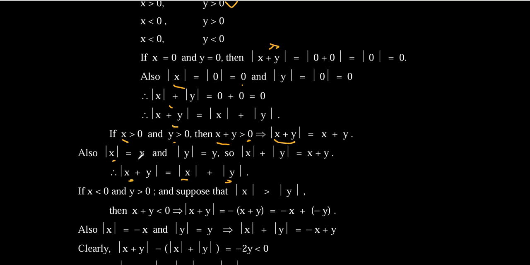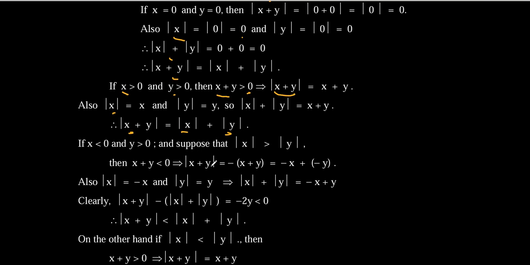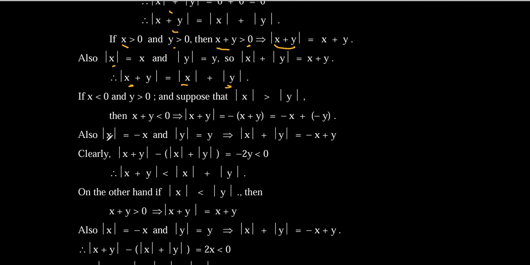So you can just choose any number. If you choose positive 3 and positive 2, when you add them, you get 5. When you find the magnitude, it's still 5. And when you find the magnitude of 3, it's 3, plus the magnitude of 2 is also 2. When you add it, you still get 5. So it's the same thing. Then you can go ahead with the next one.